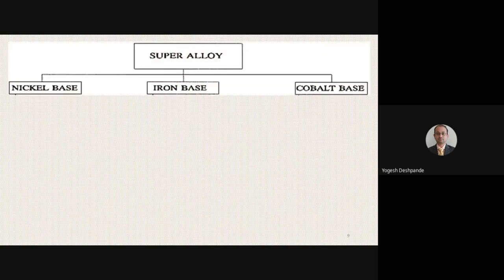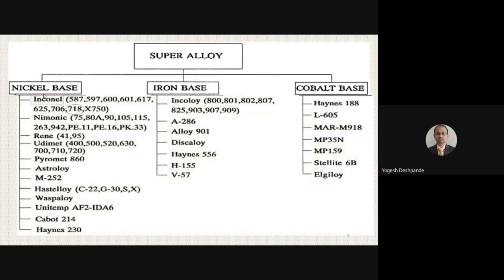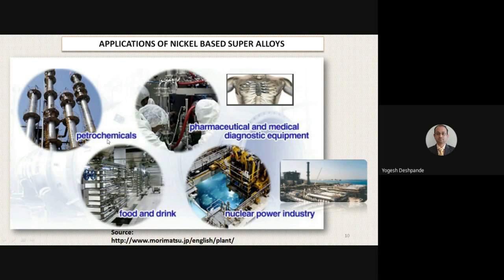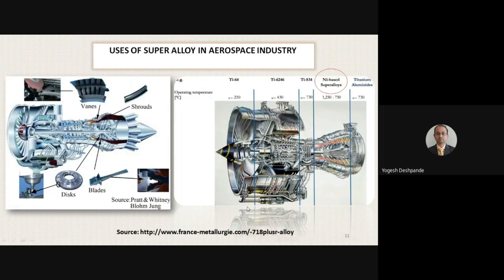Looking at difficult-to-cut materials like nickel and titanium alloys, the superalloys show three important components: nickel base, iron base, and cobalt base. In this research work, Inconel 718 is used for the machining purpose because it is used in various industrial sectors and specifically in the hot section of the jet engine.